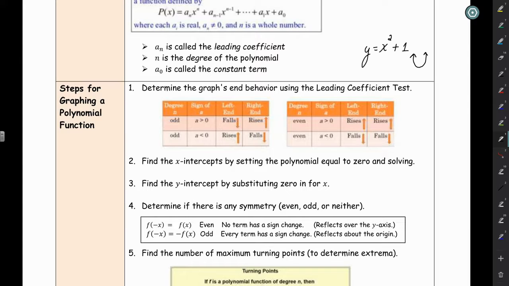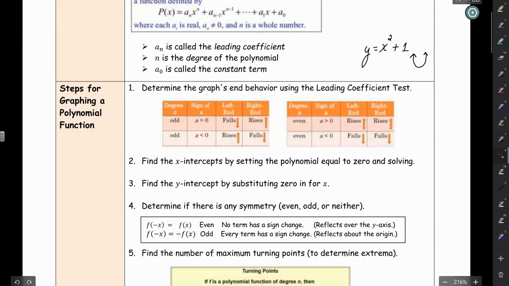So what we would do is we would say, well, what's the degree? The degree is 2. 2 is an even number. The value of a, that's the value of this leading coefficient. The value of a is 1, that's greater than 0. So I know that the left end of the graph is rising and the right end of the graph is rising. It helps me determine the end behavior.